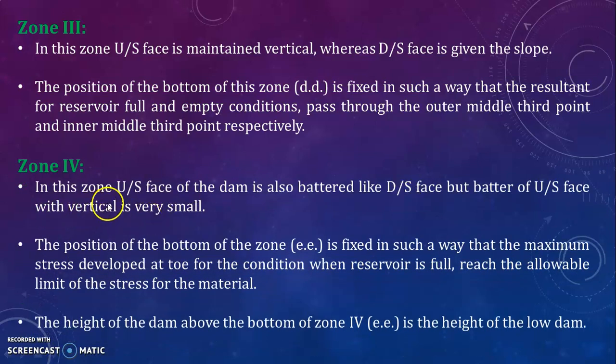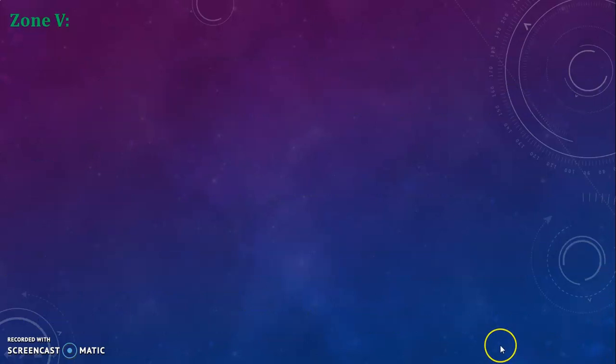Zone 4. In this zone, the upstream face of the dam is also battered like the downstream face, but the batter of the upstream face with vertical is very small. The position of the bottom of the zone EE is fixed in such a way that the maximum stress developed at toe for the condition when the reservoir is full reaches the allowable limit of the stress for the material. The height of the dam above the bottom of zone 4 is the height of the low dam.